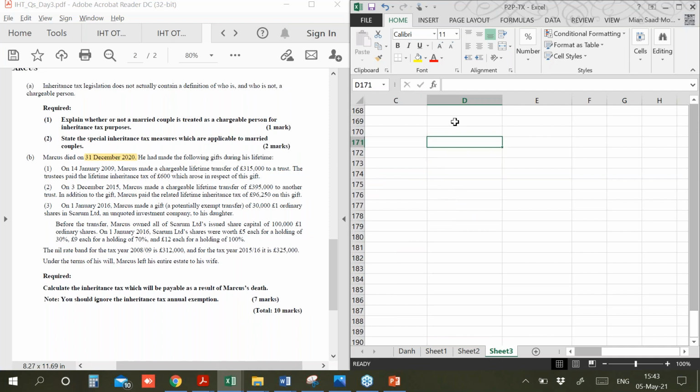Okay, guys, we start with the first transfer. First, I will mention here that it is Marcus. Then, for the examiner, I'll mention that it is part B. Then, for each transfer, I'll mention a date and then start solving it. So the first one is 14 January 2009. Again, I'll tell the examiner that it is exempt, why? Seven years past.